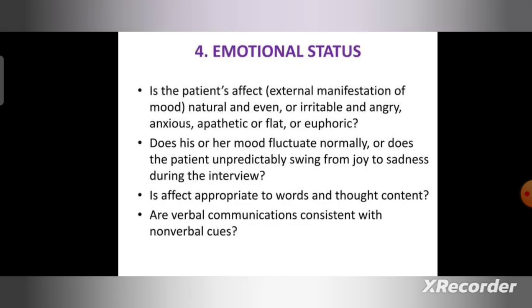Fourth is emotional status. Is the patient's affect, the external manifestation of mood, natural and even, or irritable and angry, anxious, apathetic or flat, or euphoric? Does his or her mood fluctuate normally, or does the patient unpredictably swing from joy to sadness during the interview? Is affect appropriate to words and thought content? Is verbal communication consistent with non-verbal clues?